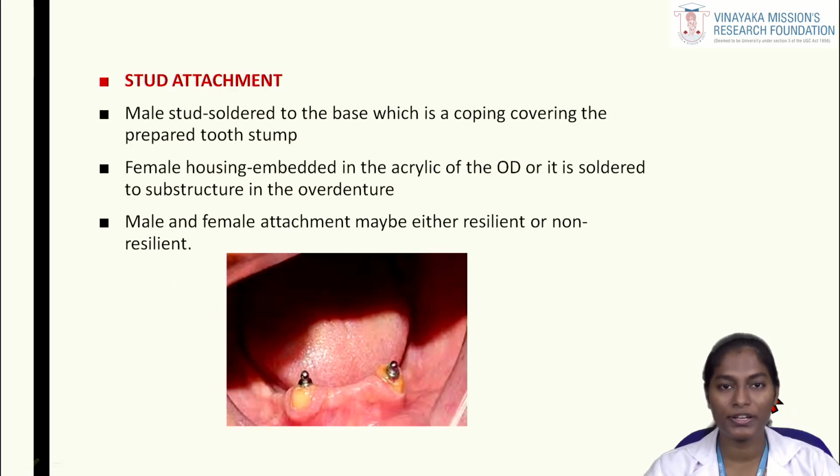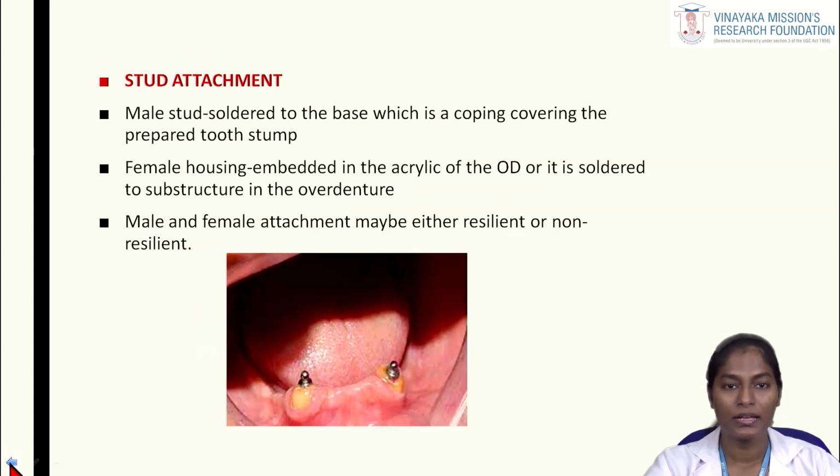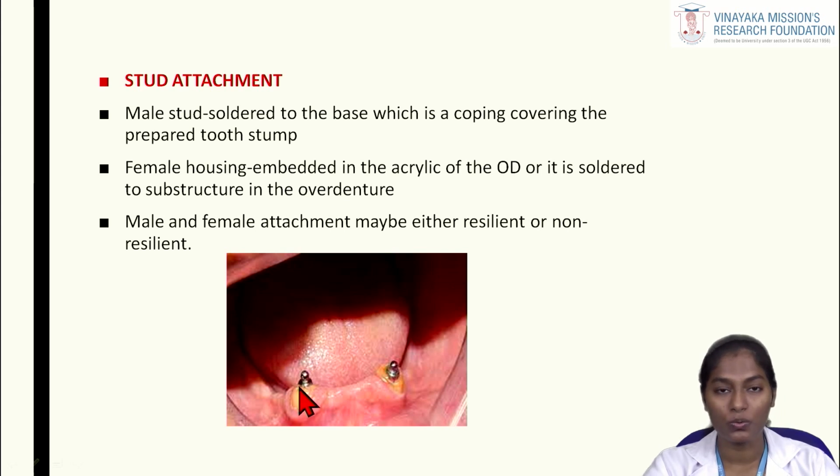The most commonly used attachments are stud attachments and bar attachments. In a stud attachment, the male stud is soldered over the abutment teeth and the metal housing, which is the female component, will be embedded in the denture base. This male and female attachment may be either rigid or non-rigid.